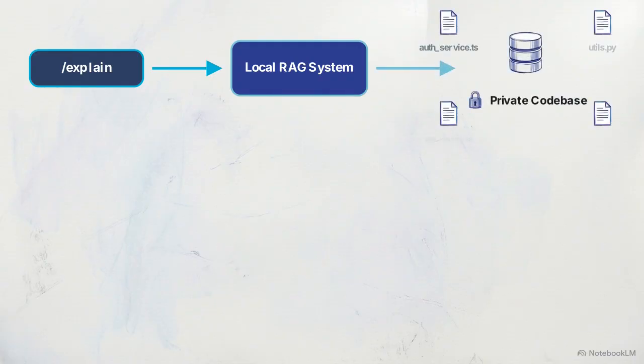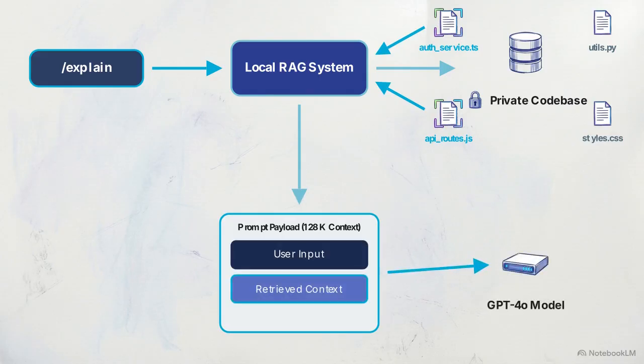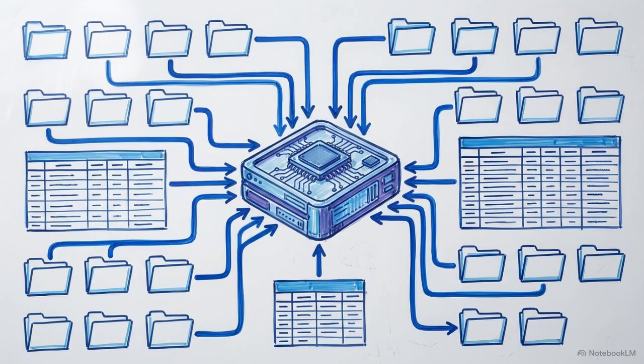The RAG pipeline dynamically scans your repository. It extracts relevant logic and internal functions, injecting them directly into the prompt payload before the LLM ever sees the request. This integration gives the LLM the specific, local data needed to function as a domain expert.